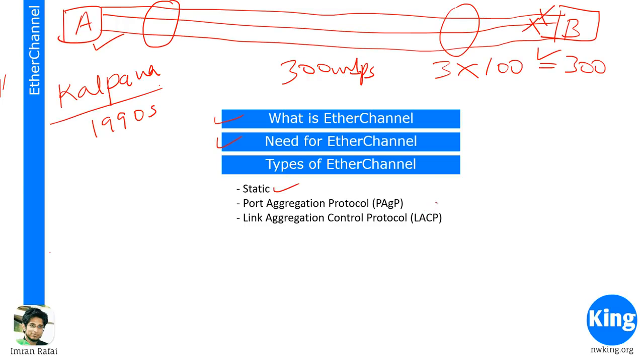Or we could use two protocols. We could use the Port Aggregation Protocol, which is a Cisco proprietary protocol, or we could use the Link Aggregation Control Protocol, which is an IEEE standard. So these are the three types of EtherChannel that we can enable.